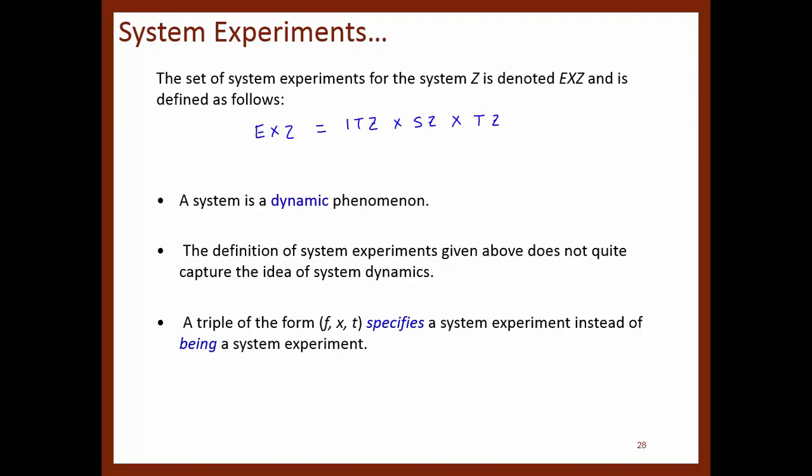The set of system experiments for system Z is denoted as EXZ and is defined as follows. So the experiments are going to look at the input trajectory, the state, and the time. How long are you going to run this for? A system is a dynamic phenomenon. The definition of system experiments given above does not quite capture the idea of the system dynamics. A triple of the form F, X, and T specifies a system experiment instead of being a system experiment.